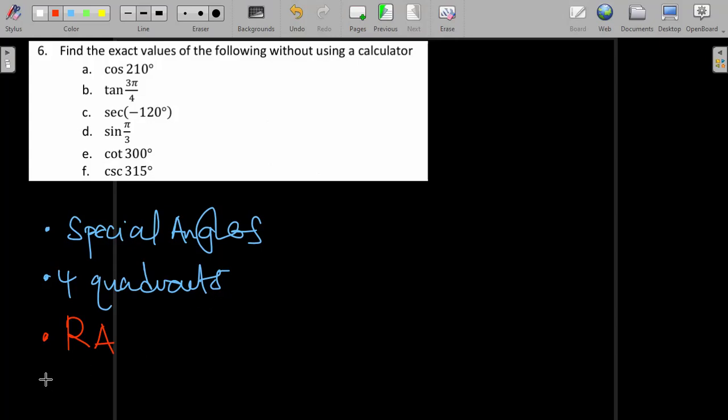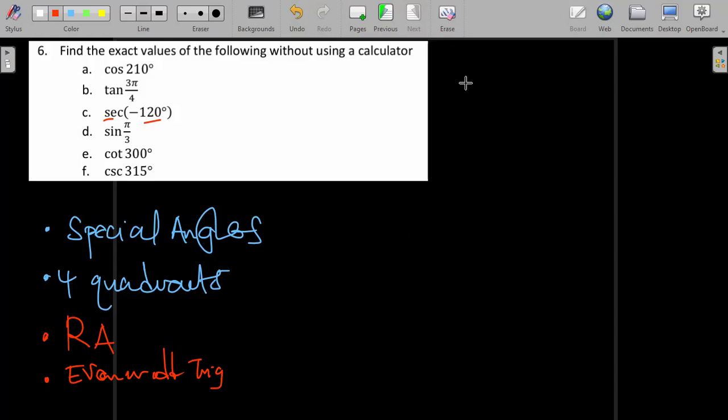And then last, we need to know if a certain function is even or odd. Sometimes they will give you a trig ratio with a negative angle. If they give you a negative angle like this one here, you have to know if that trig function is even or odd. So I can say even or odd trig ratios. Okay, so let's start with the special angles.